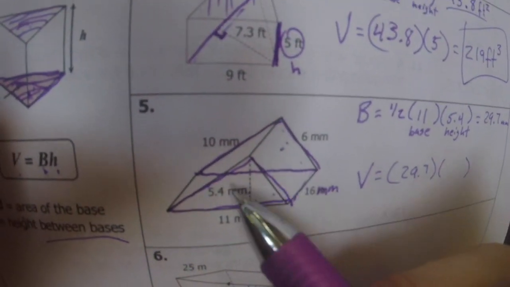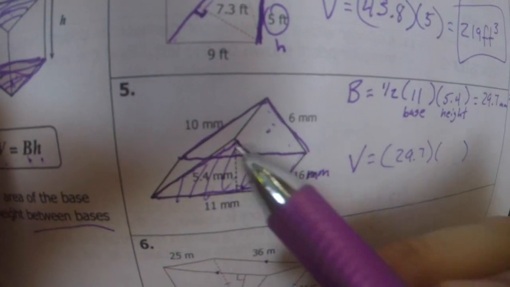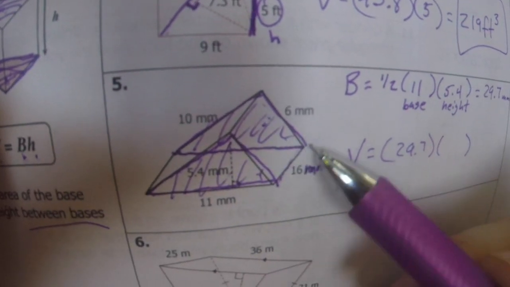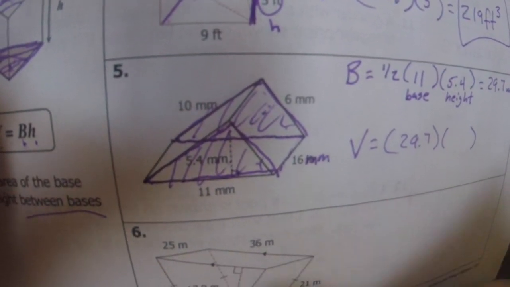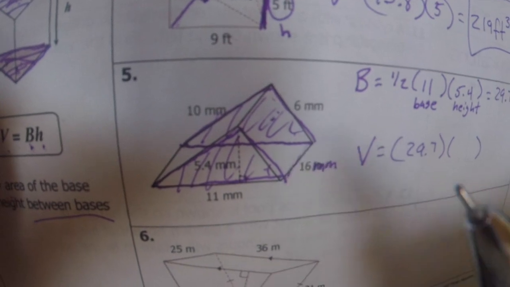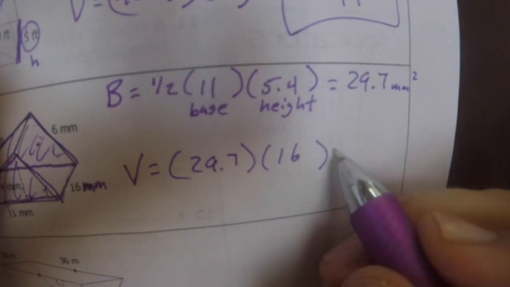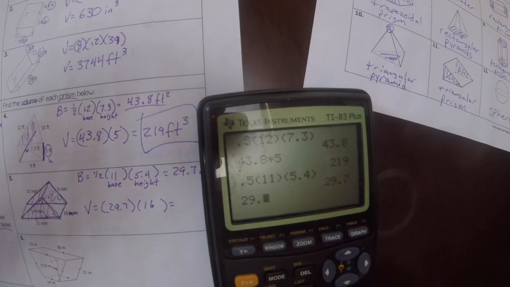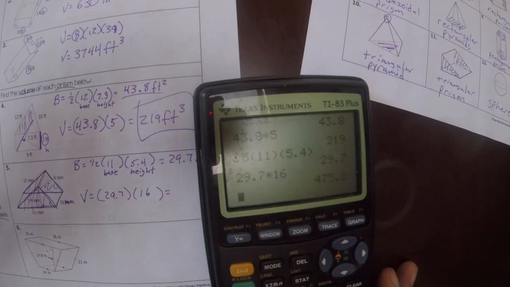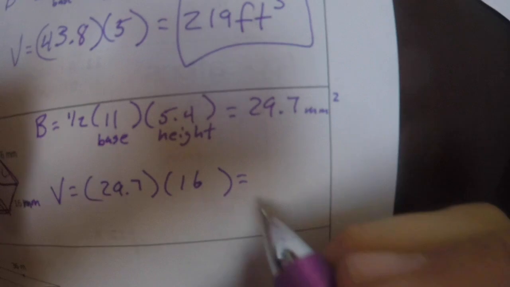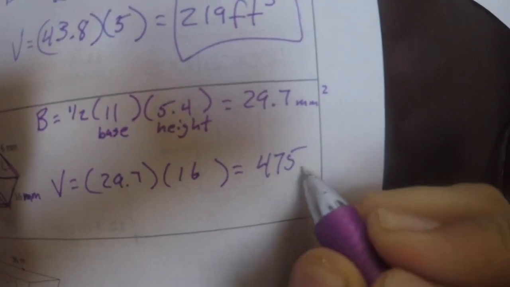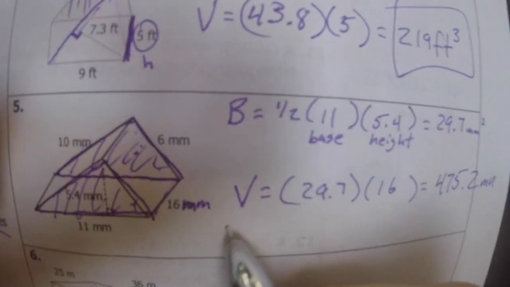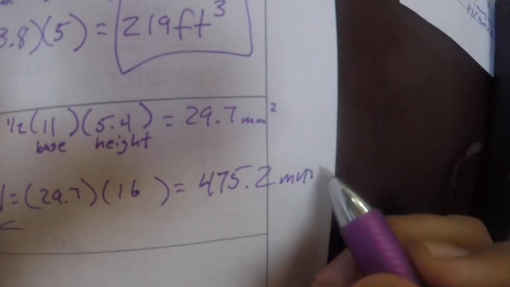Okay, so since the two faces are 16 millimeters apart, that means that the height of this triangular prism is 16. And now I just got to multiply those two together. 29.7 times 16 is 475.2. What's my units? Units are millimeters. And since this is volume, it's millimeters cubed.